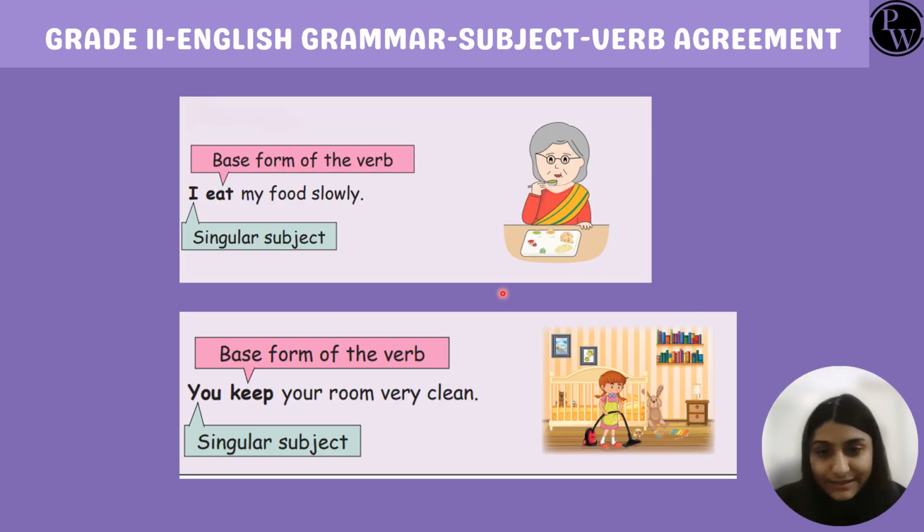Now, let's look at some examples. So, I eat my food slowly. Now, here I is a singular subject, right? But we won't add s or es here. We'll add the base form of the verb. Okay? Eat. I eat my food slowly. Then you keep your room very clean. Here again, we have a singular subject, you. But in this case, we will not add s or es, and the base form of the verb keep will stay here so that it agrees with the subject. So you keep your room very clean. Okay?